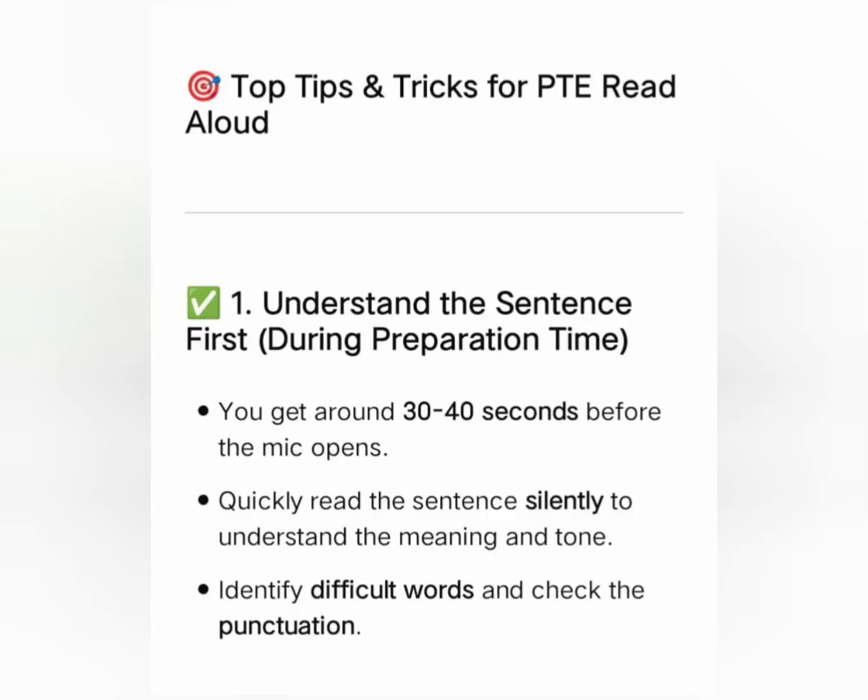Tricks for PTE Read Aloud. 1. Understand the sentence first during preparation time. You get around 30 to 40 seconds before the mic opens. Quickly read the sentence silently to understand the meaning and tone. Identify difficult words and check the punctuation.